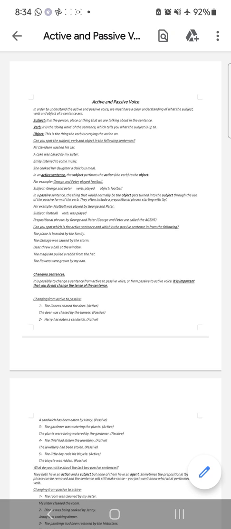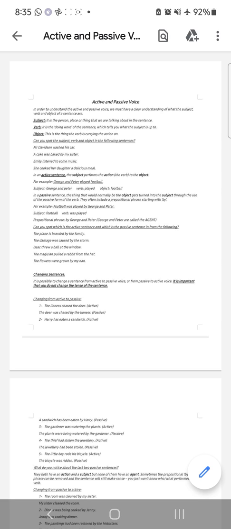The agent. Okay, so we have the first sentence, George and Peter, where the subject in an active sentence does the action, right? Your verb is played, your object is football. If I want to change it into a passive sentence, I'm going to turn my object into my subject. So instead of my subject in an active sentence normally doing the action, here my subject has the action done to it. So football was played by George and Peter, and George and Peter, who were the subject in my first sentence, changed to what we call an agent.